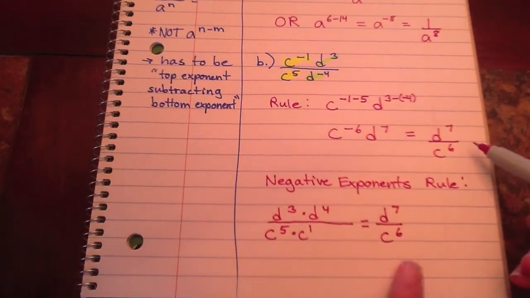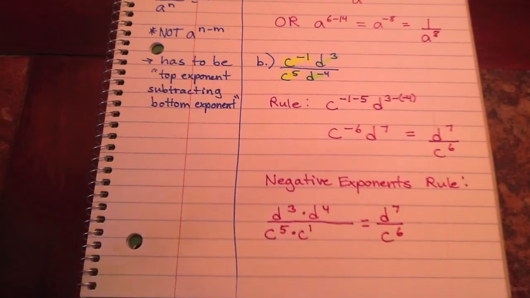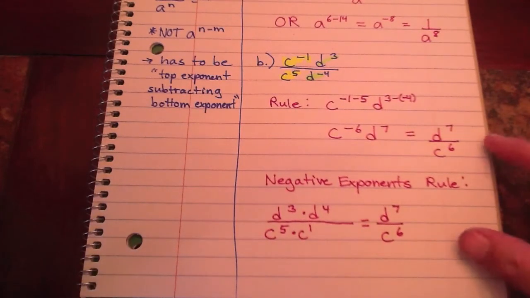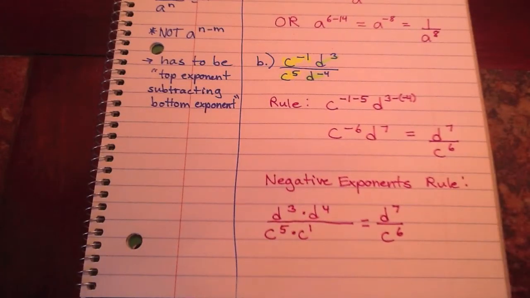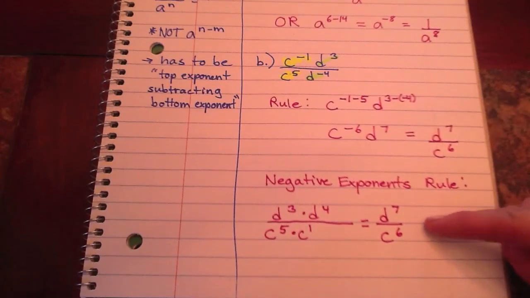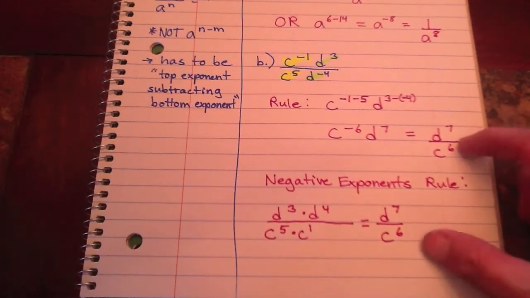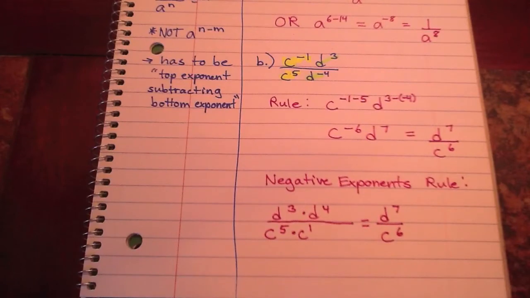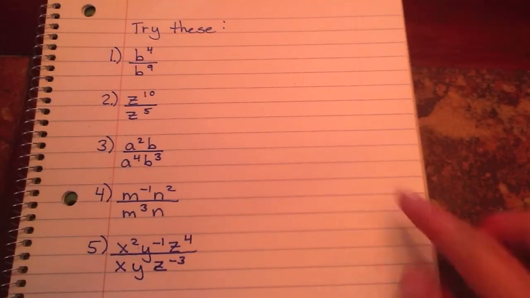Same simplified expression. And the problem is there really isn't a right or a wrong way, and there isn't one that's always easier. Every single problem is a little bit different. Sometimes you'll see this rule is easier to use, sometimes you'll see this rule is easier to use. Use whatever works best for you. I want you to go ahead and write these 5 down, try each of them on your own, and then hit play when you're ready.